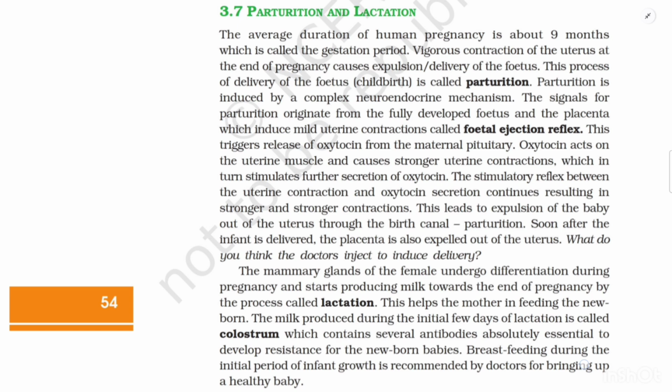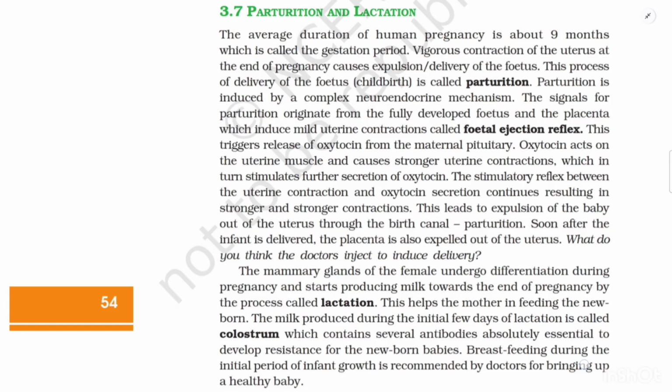3.7 Parturition and lactation. The average duration of human pregnancy is about 9 months, which is called the gestation period. Vigorous contraction of the uterus at the end of pregnancy causes expulsion (delivery) of the fetus. This process of delivery of the fetus, childbirth, is called parturition. Parturition is induced by a complex neuroendocrine mechanism.